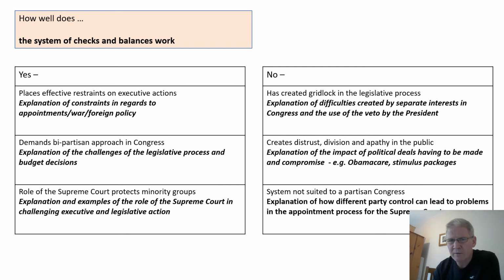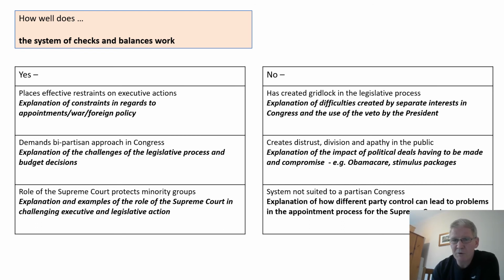On the no side, you're looking at the constraints and the difficulties that the checks and balances bring, such as in the first case, the idea of gridlock in the legislative process, the difficulties of actually getting different interests, where you could find that, as we have at this present time, the House of Representatives is Democrat controlled, the Senate is Republican controlled, and we have a Republican president, and as a result of which many issues such as the present stimulus package is finding difficult to get through.